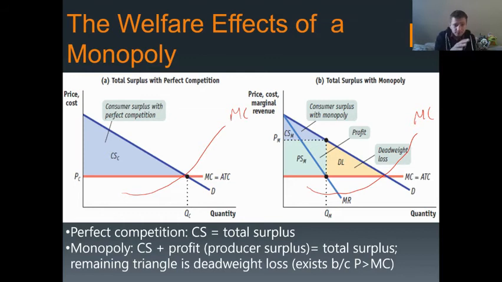But if you notice, the perfectly competitive outcome on the monopoly is going to have no deadweight loss, whereas the monopolist outcome will have deadweight loss. That means that a lot of that's coming out of the consumer surplus and making way for profit instead. And this really exists because you have your price being greater than your marginal cost.